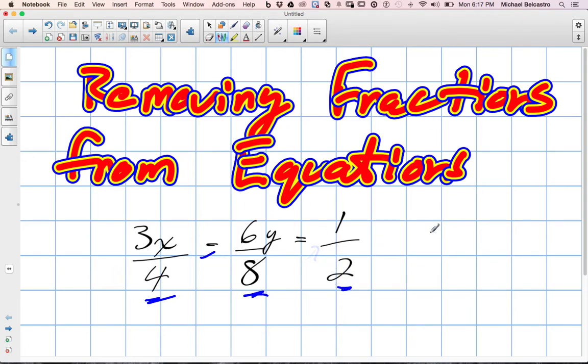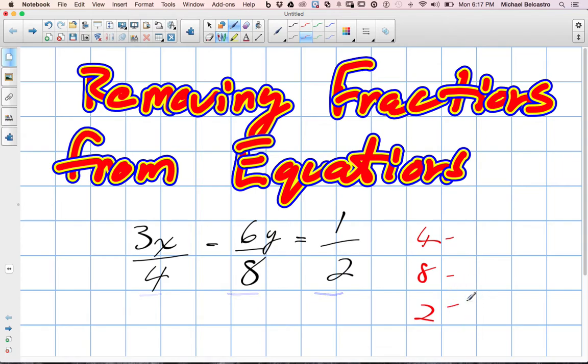Now to remove the fraction from the equation, or in other words, to remove all the denominators, you still kind of have to find a common multiple of everything. So we're going to look at the three denominators here. We have 4, 8, and 2, and we need a common multiple of all of them.